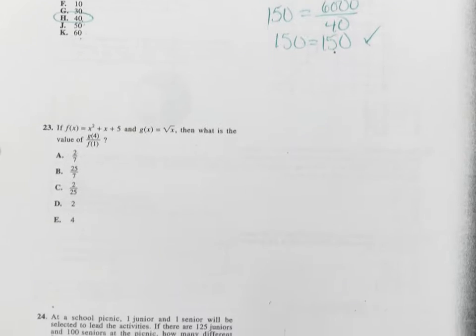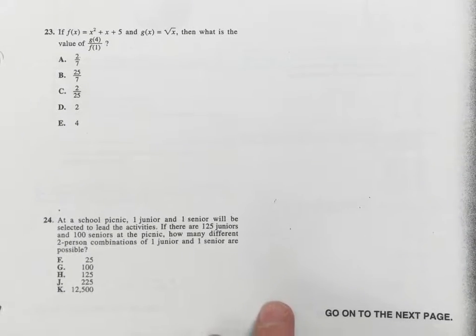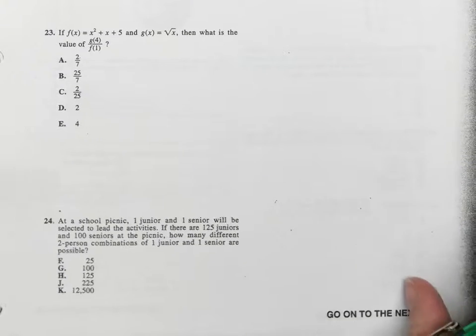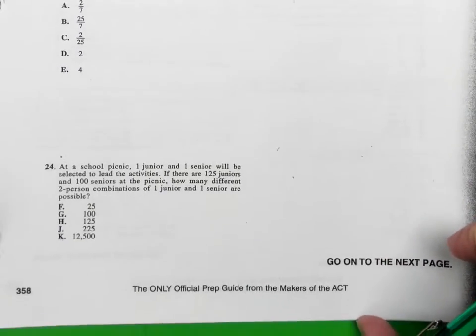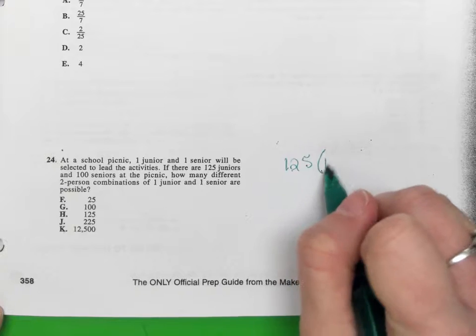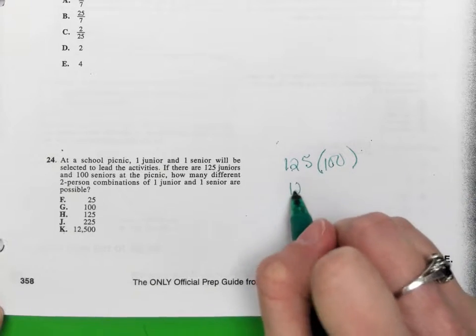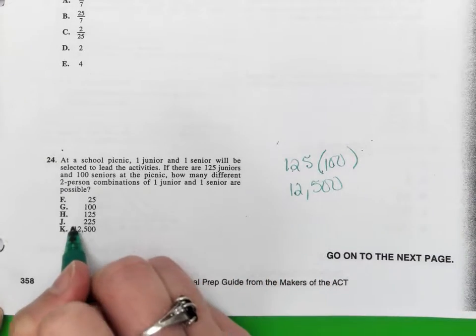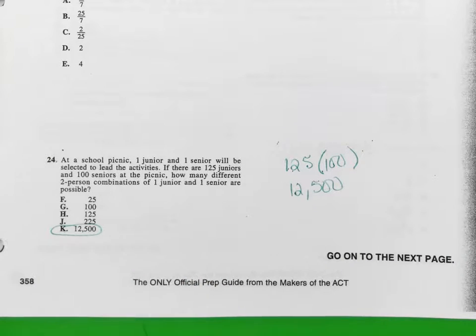Do we need to do 23? No, 23 should have been pretty easy, right? 24, anybody need 24? Yes. So all you do is take 125 for the juniors and 100 for the seniors, multiply them together, and you get K, which was 1250. Excuse me, 12,500.